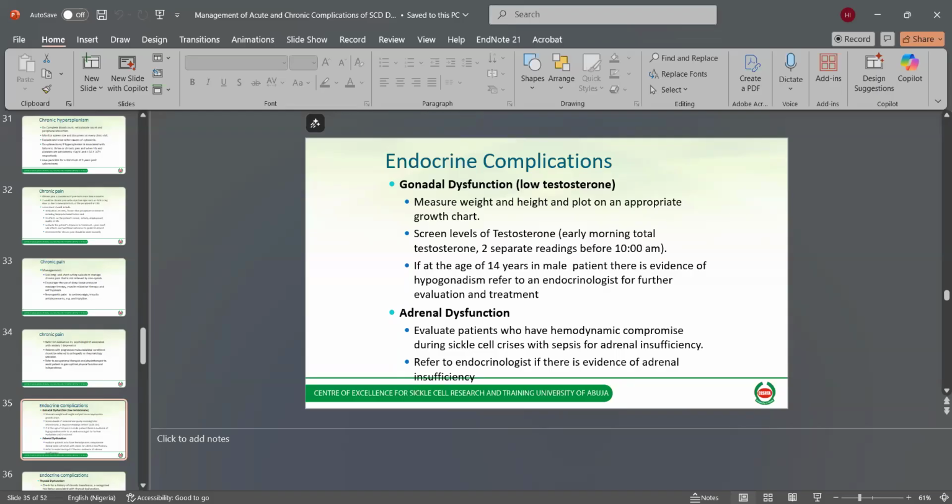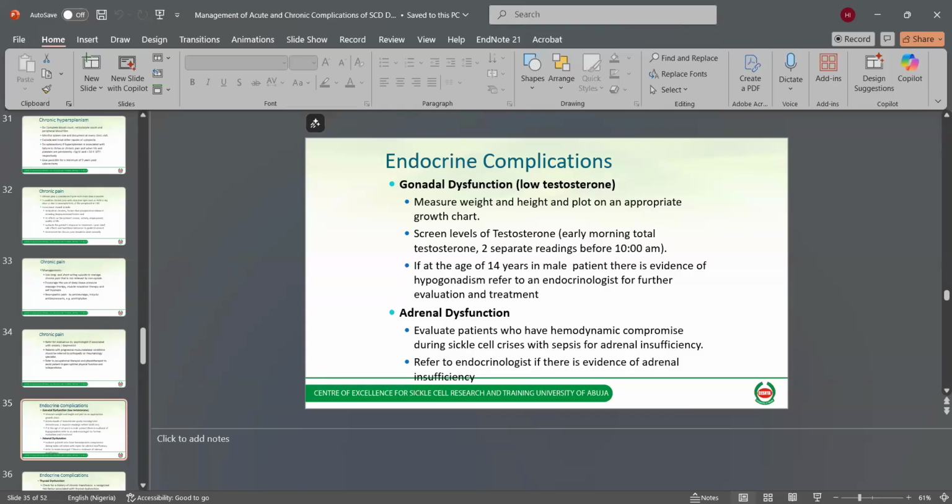Measure for gonadal dysfunction; there is low testosterone. Measure weight and height and plot on an appropriate growth chart. Screen levels of testosterone: early morning total testosterone, and 2 separate readings before 10 a.m. If at the age of 14 years in a male patient there is evidence of hypogonadism, refer to an endocrinologist for further evaluation and treatment. Actually, in both, in male patients.